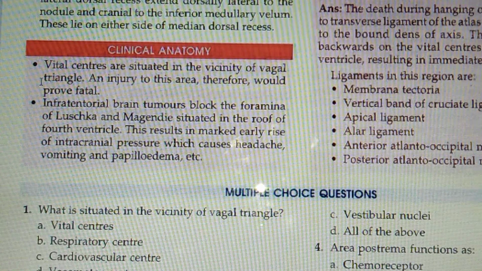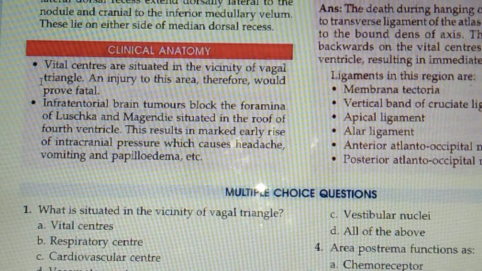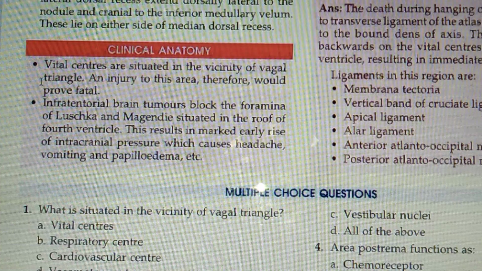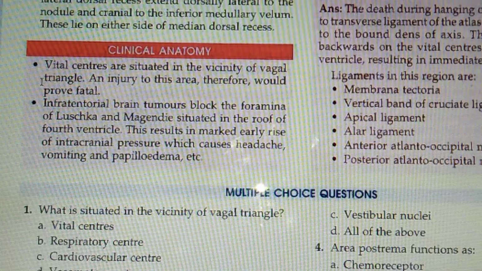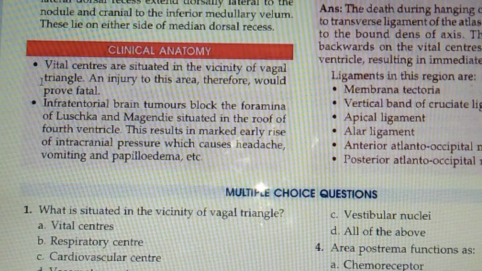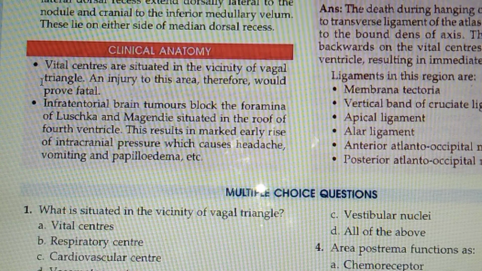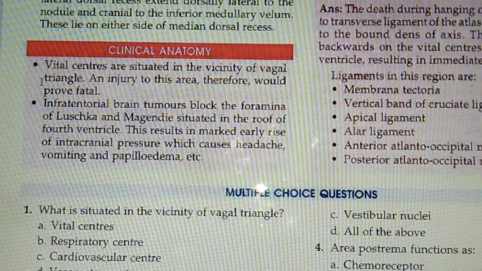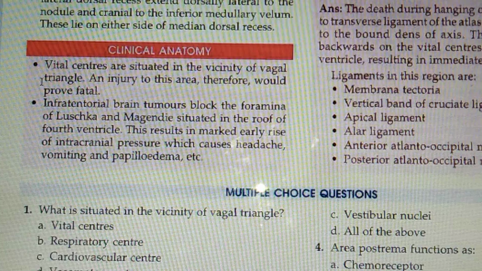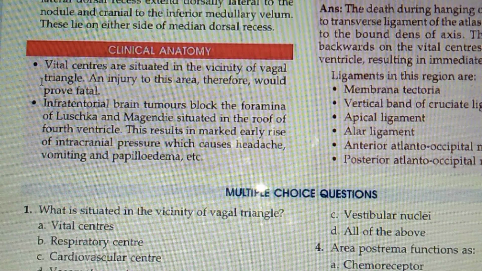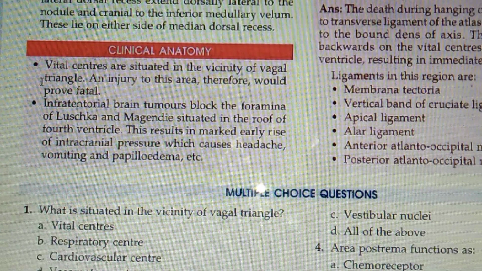Infratentorial brain tumors block the foramina of Luschka and Magendie situated in the roof of the fourth ventricle. This results in a marked early rise of the intracranial pressure, which causes headache, vomiting and papilloedema, right? We know that through the foramina of Luschka and Magendie, the fourth ventricle communicates with the subarachnoid spaces, and if these are blocked by tumors or any other reason, then there will be a rise in the intracranial pressure, which will lead to the symptoms of headache, vomiting, papilloedema, etc.